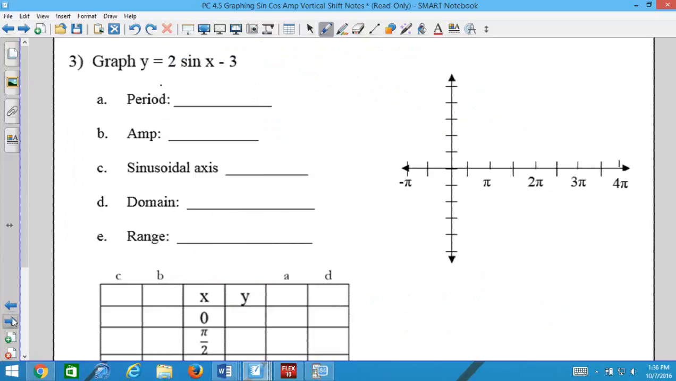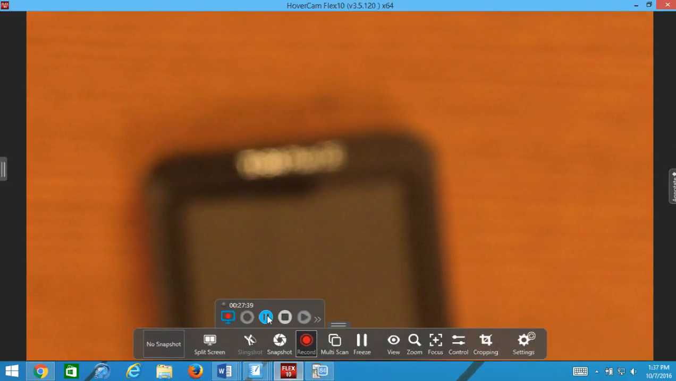Okay, last example, you are answering period, amplitude, sinusoidal axis, domain and range, which we haven't talked about yet. We have in this class, just not about this kind. Graphing it and filling out a table. I'm going to give you a moment to try what you can on your own, then we'll fill the stuff in together. If you've already gotten it, you can, of course, start working on your assignment.